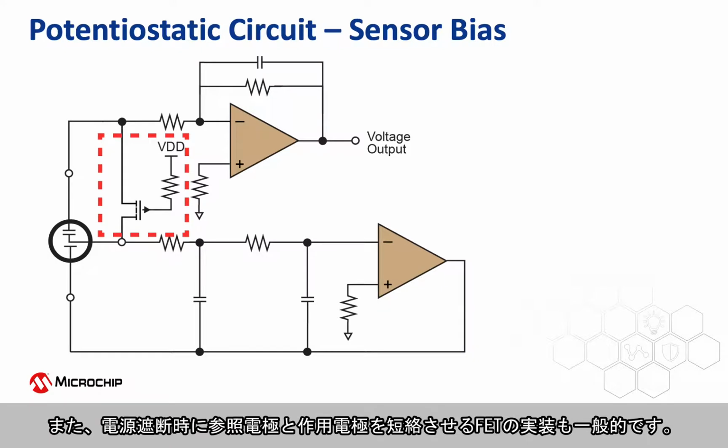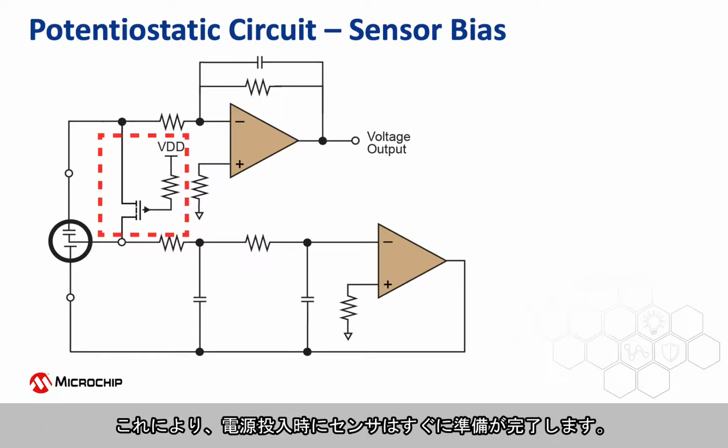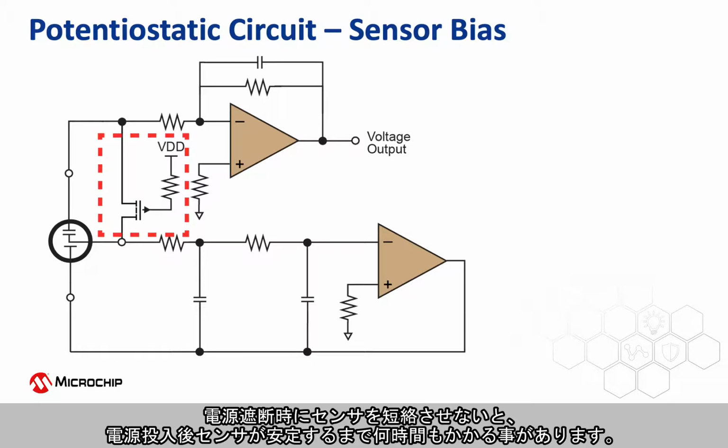Finally, it is common to implement a field effect transistor, or FET, that shorts the reference and working electrodes when power is removed. This ensures that the sensor will be ready immediately once power is reapplied. If the sensor is left open circuit when powered off, it could take a few hours for the sensor to stabilize once power is applied.